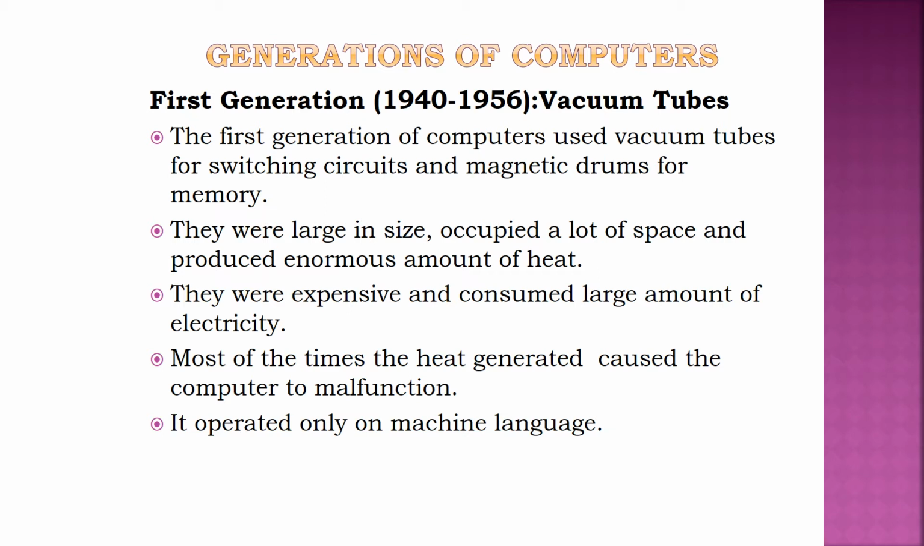There are five computer generations till date. Each generation is discussed in detail, along with the time period and characteristics, in the following slides. Let us see the first generation, which starts in the year 1940 and runs to 1956.